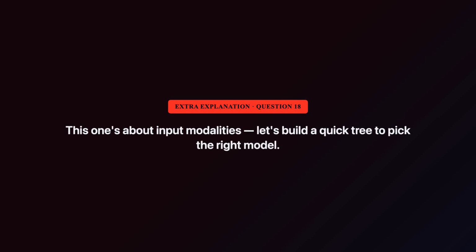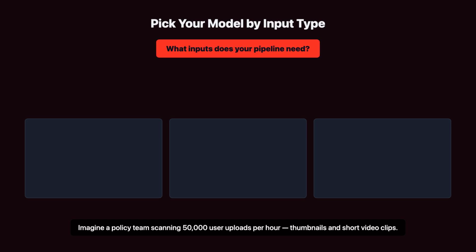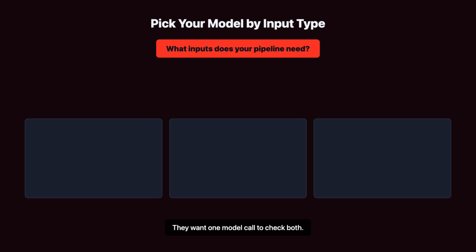This one's about input modalities. Let's build a quick tree to pick the right model. Imagine a policy team scanning 50,000 user uploads per hour, thumbnails and short video clips. They want one model call to check both. No frame extraction step, no extra pipeline, so the model must natively handle video.